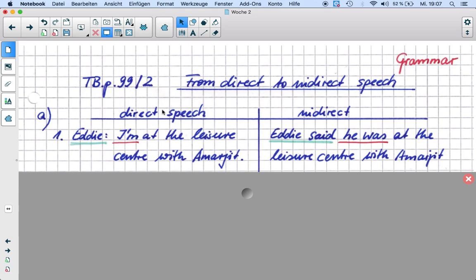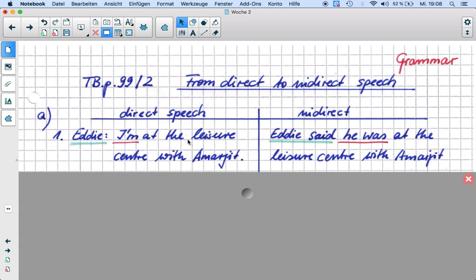I want you to first prepare such a table as you can see here, with direct speech on the left hand side and indirect speech on the right hand side. And on the left hand side we just copy all the sentences given in the book. I did not put the sentences in inverted commas, but these are direct speech sentences. So, and your task is to find the indirect speech sentences from the text. So it's only a copying task, first of all, and later on we will have a look at the grammar. I want you to write these sentences into your grammar files.